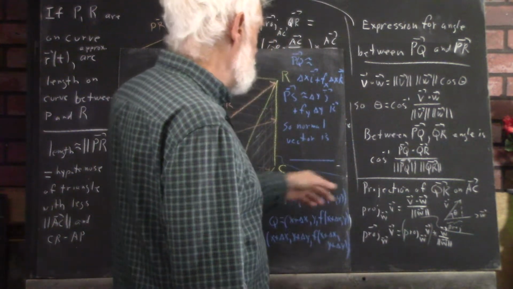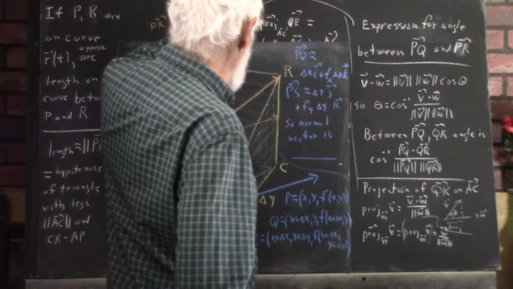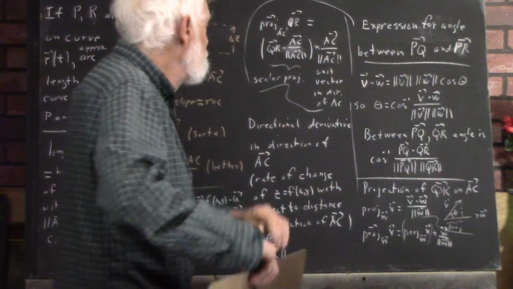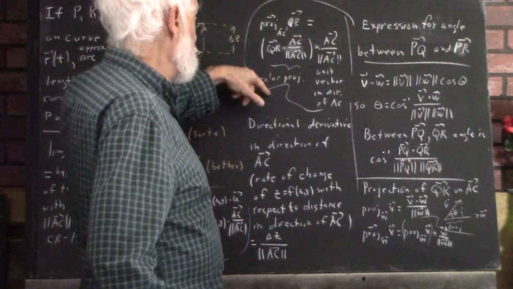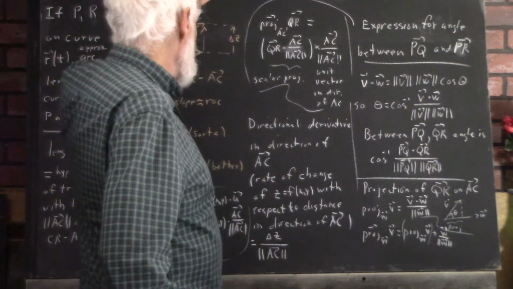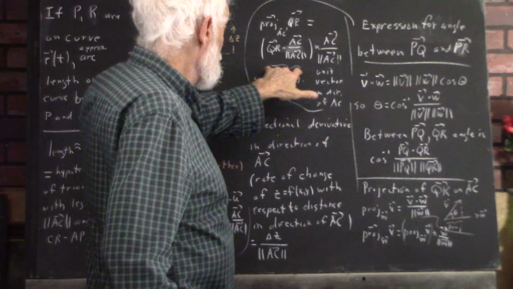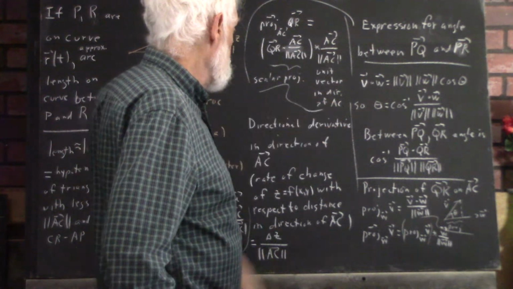So anyhow, the vector projection of QR on AC then is very straightforward. Right there you have it. You just use the same idea. So here's the scalar projection, and here is a unit vector in the direction of AC.